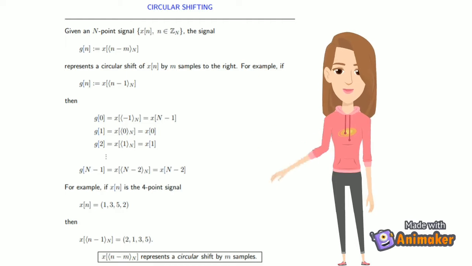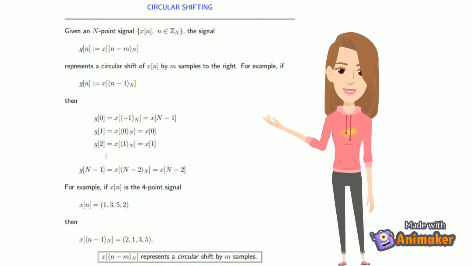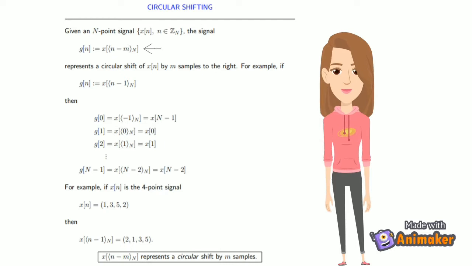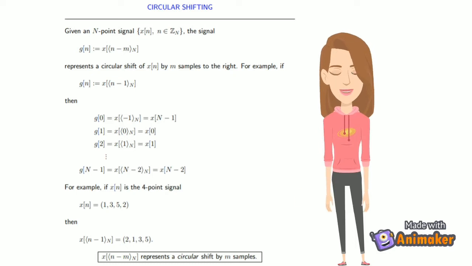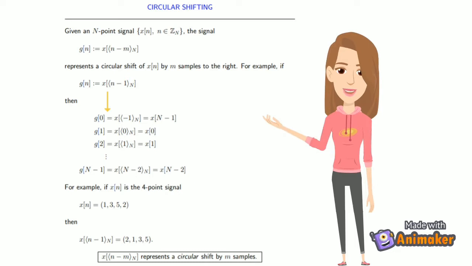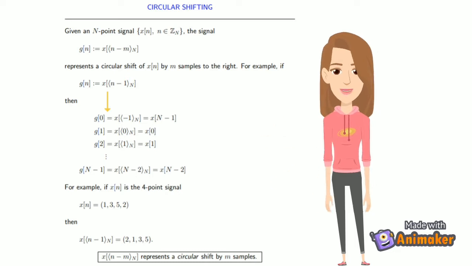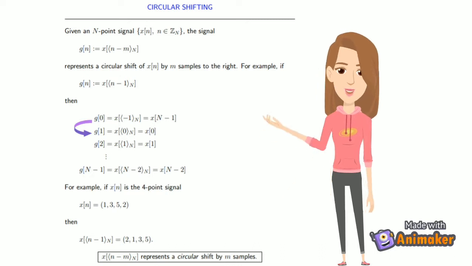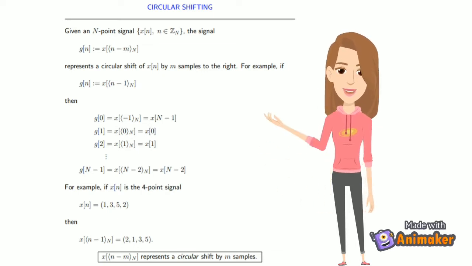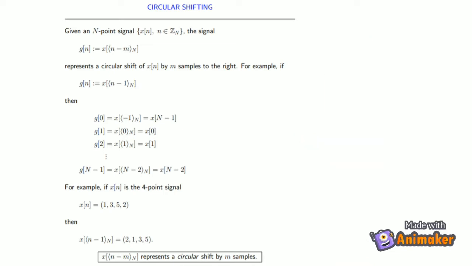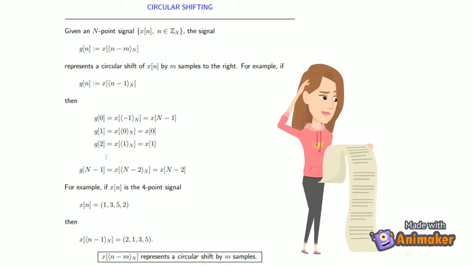Let us assume an N-point signal x of n, where n can be any whole number, and the signal g of n is equal to x of n minus m modulo capital N, which represents the circular shift of x of n by m samples to the right. For example, if we take g of n is equal to x of n minus m modulo N and substitute the values from n is equal to 0 to capital N minus 1, then we will get g of 0, g of 1 and g of 2, and we must repeat this process up to g of capital N minus 1. Seems to be so heavy, right?